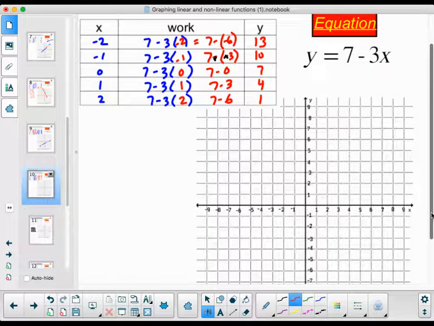So -2, 13. If your numbers don't occur on what you're given, you can just estimate it. -2 and 13. 13 is going to be somewhere way up here. Or just do what you can. -1 and 10 should show up on our graph. That's going to be right up here. 0, 7, 1, 4, and then 2, 1. So our graph for this function will be linear again, fairly steep going down and to the right.